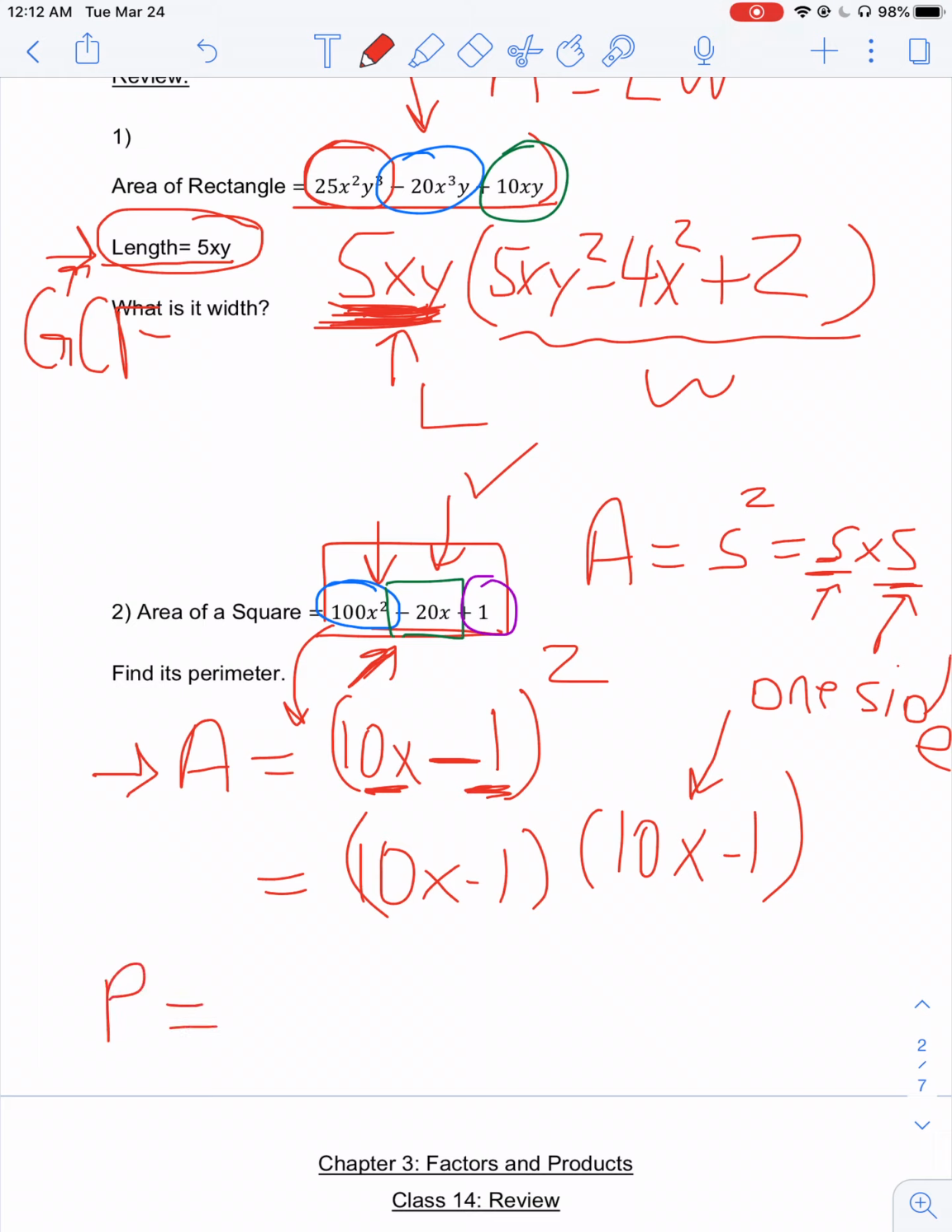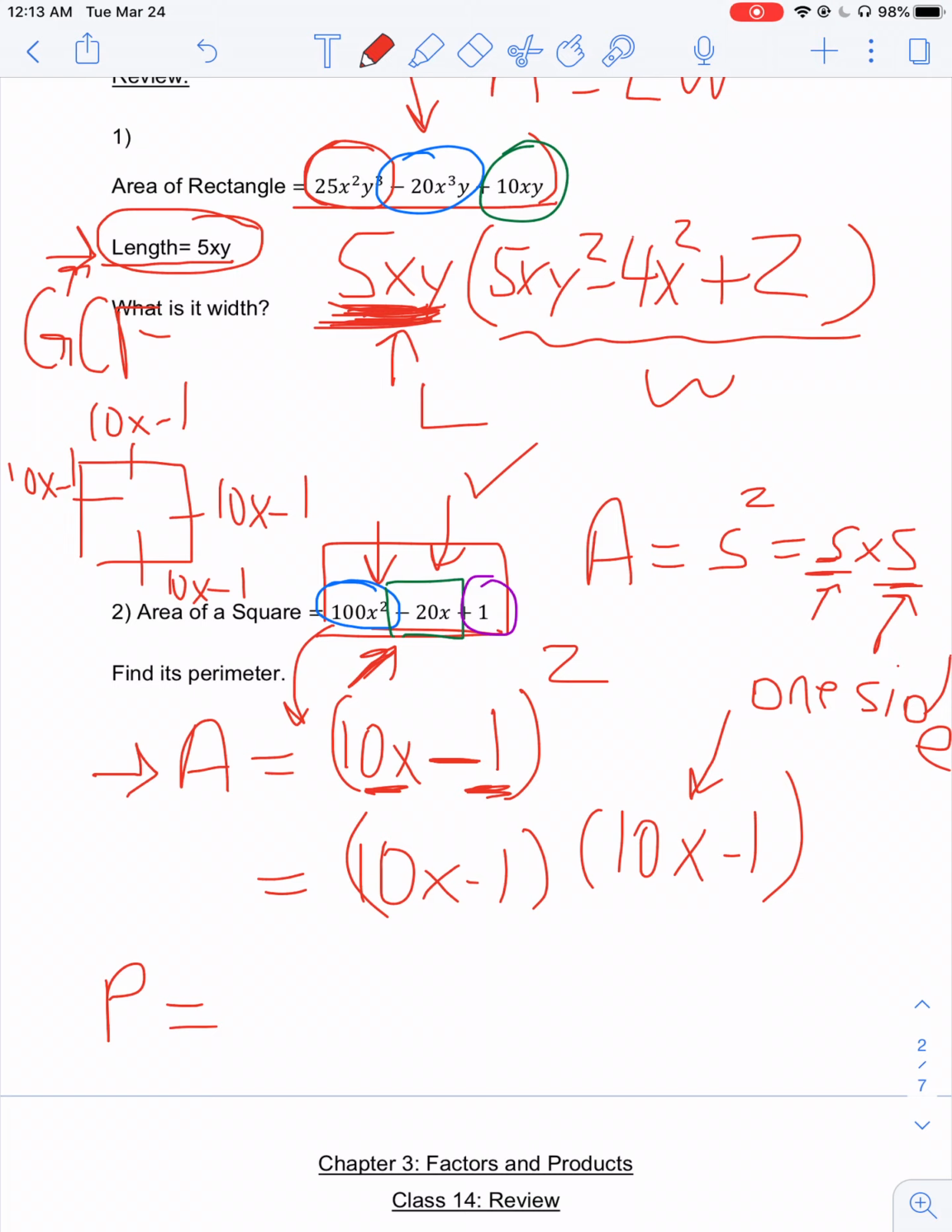Well, a square has 4 sides, right? So let me just draw this square over here. So you know that one of the sides measures 10x minus 1, right? But because it's a square, they are all the same, okay? So this will also have to be 10x minus 1, and this one as well, and this guy on the left as well, okay? They're all 10x minus 1.